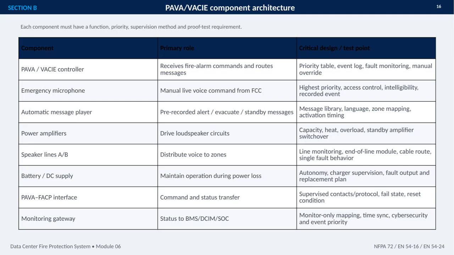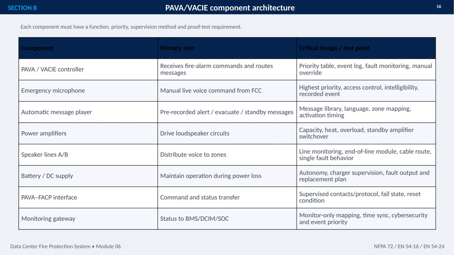The central principle is that every component must have a defined function, priority, supervision method, and proof test requirement. That means we are not only identifying what each device does, but also how we confirm that it will perform when needed. The controller receives fire alarm commands and routes messages, while the emergency microphone provides the highest priority manual voice function. The automatic message player handles pre-recorded alerts, including language, zoning, and activation timing.